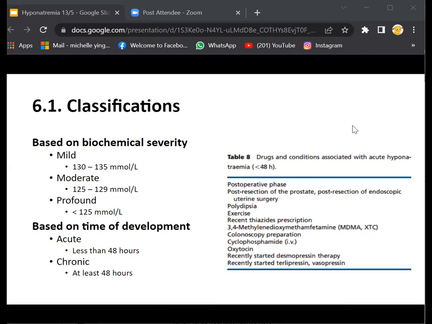Next, conditions associated with acute hyponatremia include the post-operative phase, post-resection of the prostate, post-endoscopic uterine surgery, polydipsia, exercise, recent thiazide prescription, MDMA, colonoscopic preparation, and others.